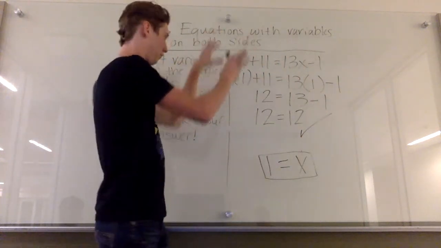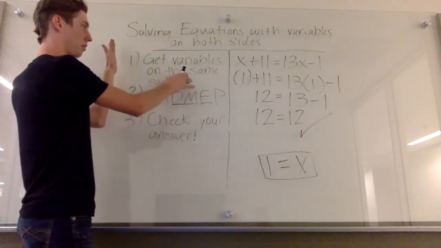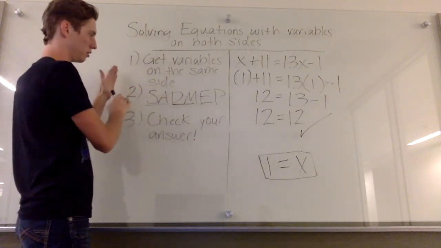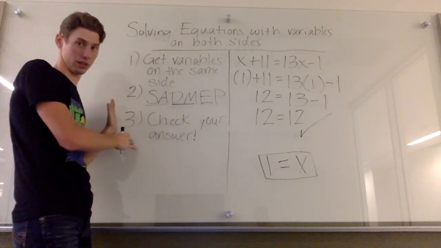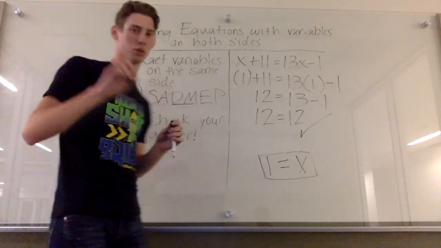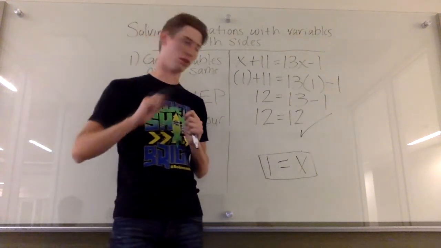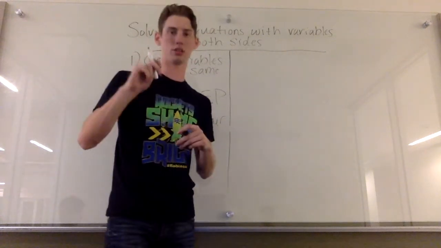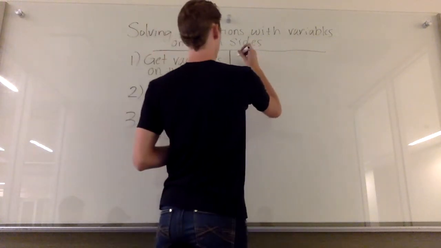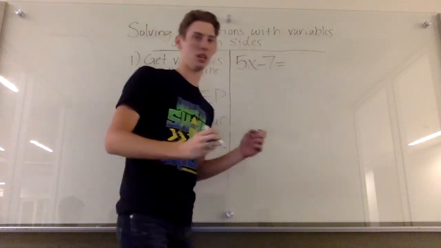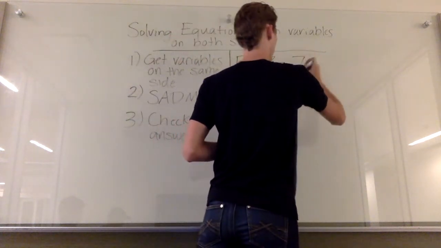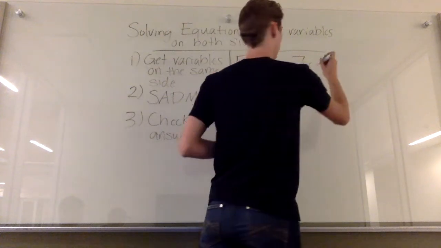Okay, so that's the full process. Get variables on the same side, do PEMDAS backwards, which is SADMEP, and then check your answer once you're finished. Okay, we're going to do one more sample problem, and then you can head to Math Workshop. So the next example we're going to look at is 5x minus 7 equals negative 7x plus 17.